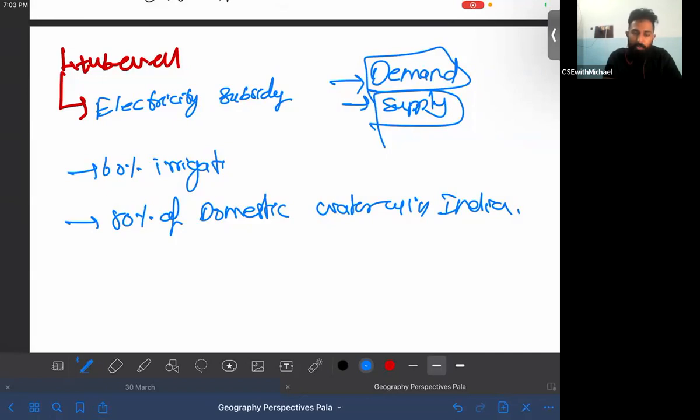Third one, green revolution. Green revolution based on water intensive HYV seeds, grown in drought-prone and semi-arid regions, has led to high rates of groundwater extraction.